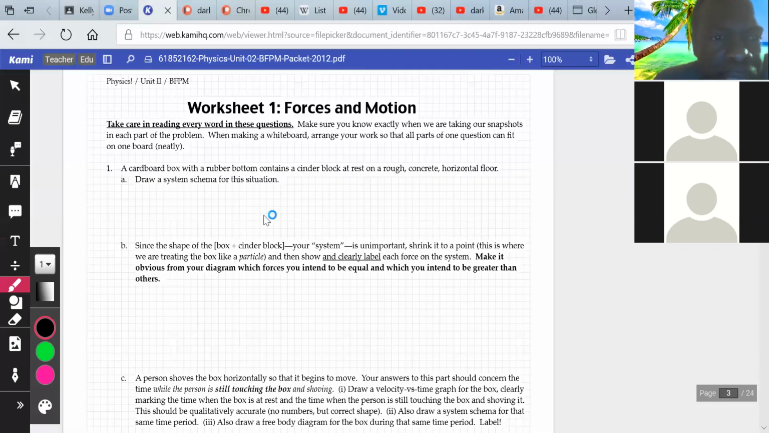So question 1, we have a cardboard box with a rubber bottom, which contains a cinder block at rest on a rough concrete horizontal floor. Now, what we want to do is draw a system schema for this situation. The system schema is basically you brainstorming all the possible forces that could be acting on this cinder block. So if you will, the schema usually has a dotted circle and we want to label all of the forces that could possibly act on the block.